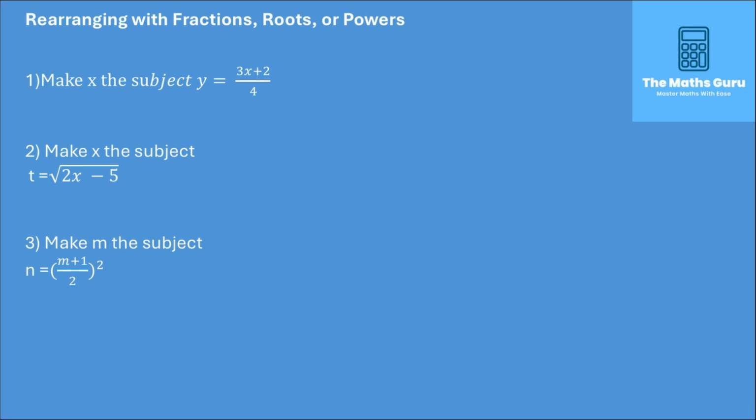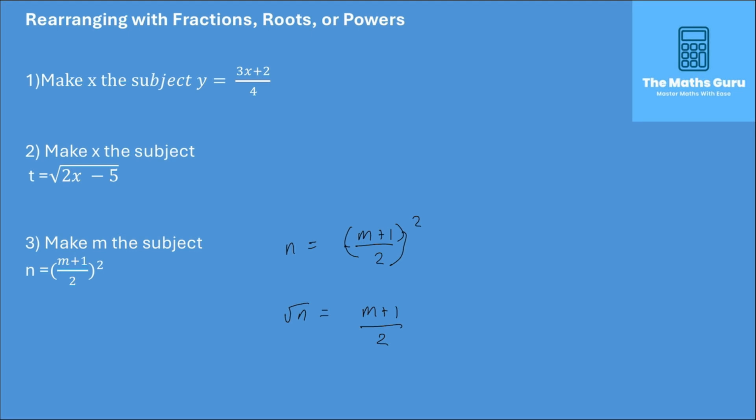Moving on, n equals m plus 1 over 2, all squared, by the way. So we can see that the expression including m is being squared. To reverse this, we apply the square root function to both sides. So root n is equal to m plus 1 over 2.